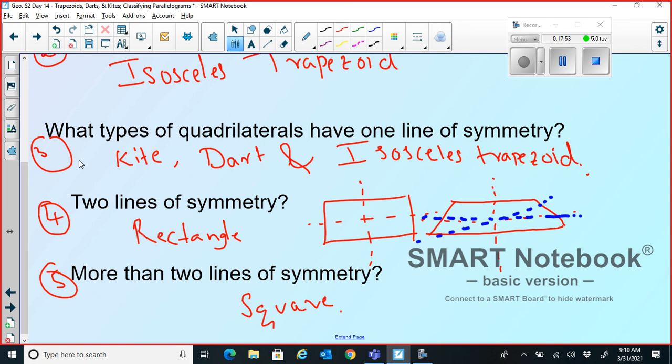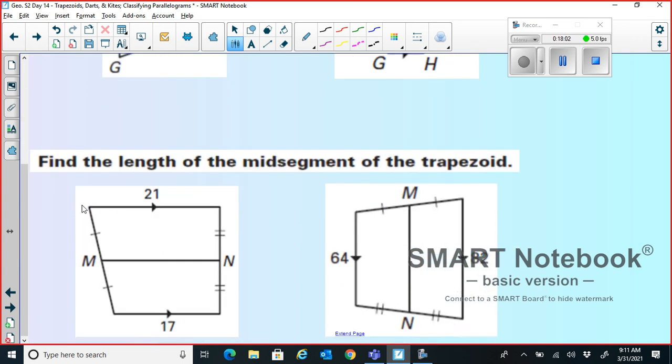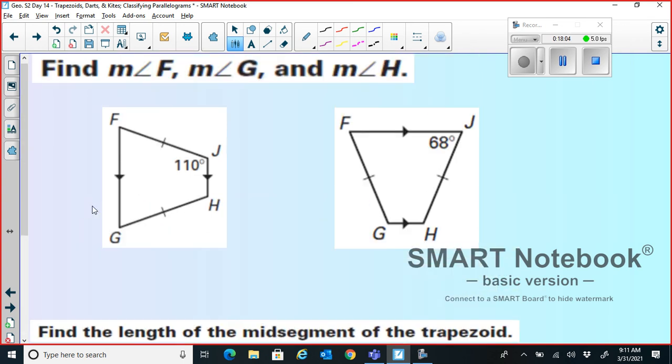Okay. Let's move on to the next slide. Okay, I'll do a few problems here that give you a chance to work. I'll do one each. Okay, I'll do the problems on the left. I want you to work problems on the right. Find measure of angle F, measure of angle G, and measure of angle H. Let's do the first one.